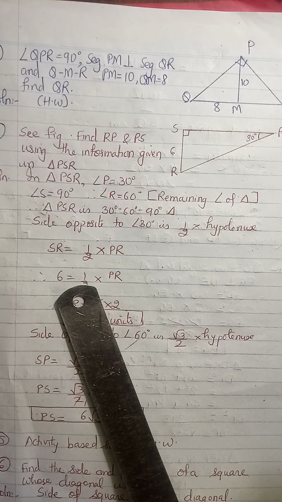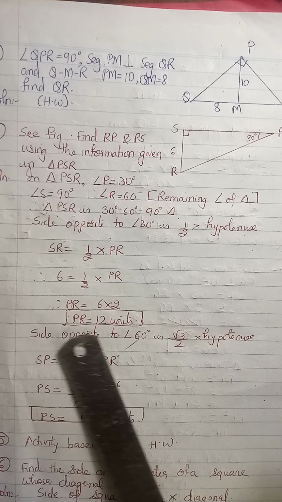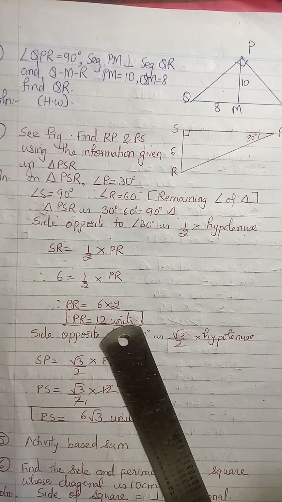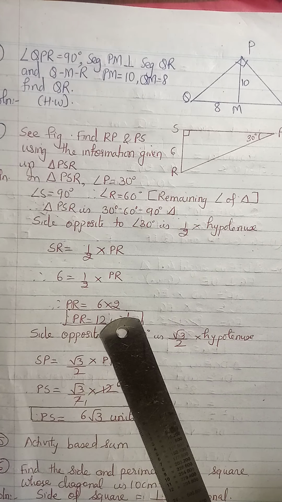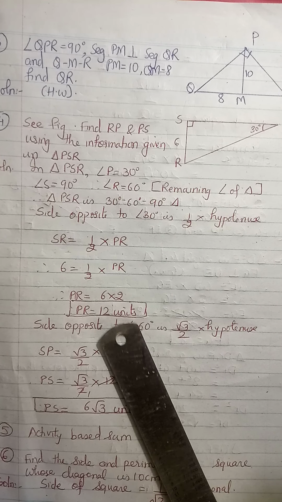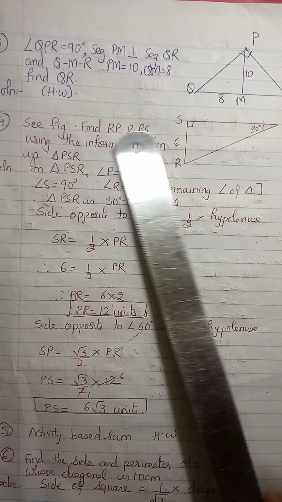Here division is there, when it goes to that side it becomes multiplication. Therefore PR equals 6 into 2. Therefore PR equals 12 units. And therefore we found out the value of PR or RP.